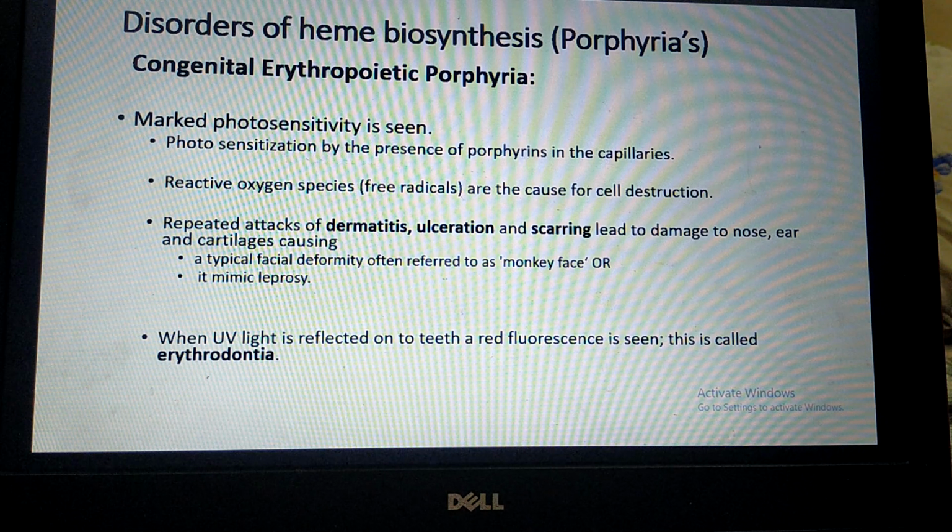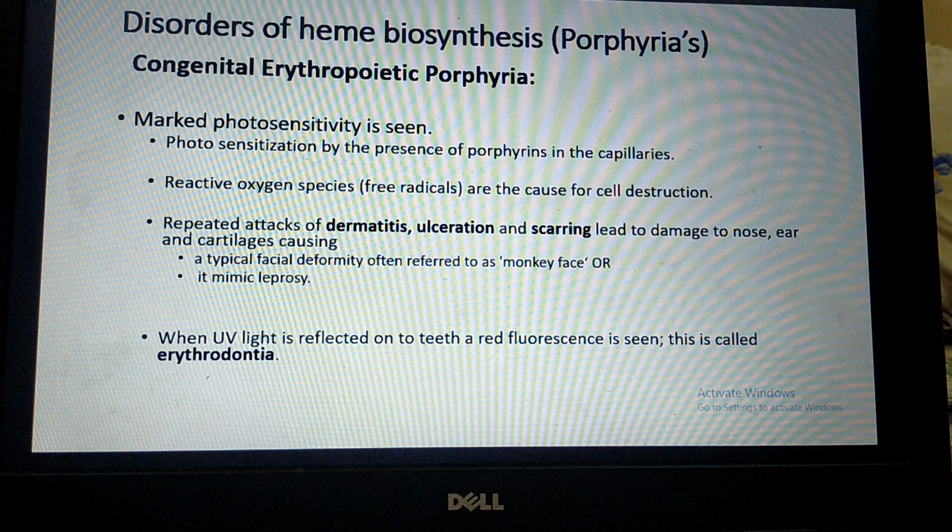Now when the concentration of these reactive oxygen species or free radicals inside the cell increases, they cause destruction of cells. Such repeated attacks are mainly seen in the skin because skin is directly exposed to the light. So the patient is having repeated attacks of dermatitis.